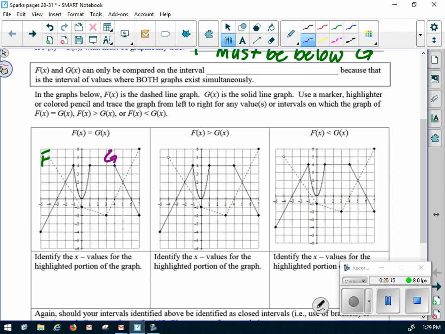Can I compare at x equal negative 4? Does f exist at x equal negative 4? Now I got a hole. But right up to it I can. So, where can I compare these two graphs? From x equals parentheses negative 4. Do both graphs exist when x equals 7? So what do I put after 7? A bracket.